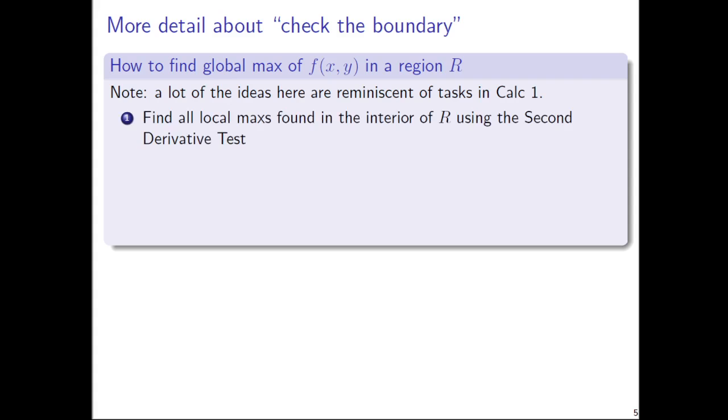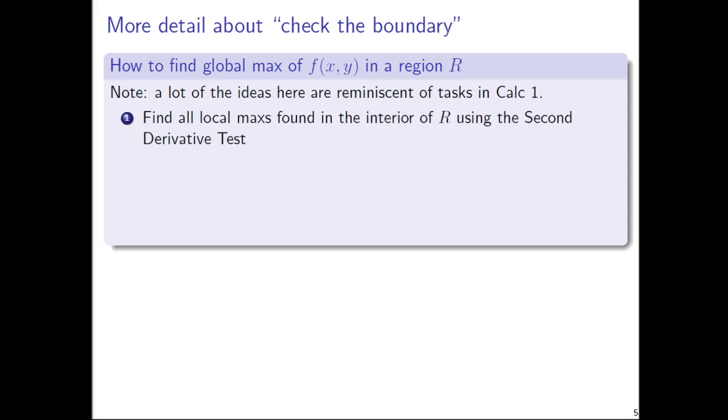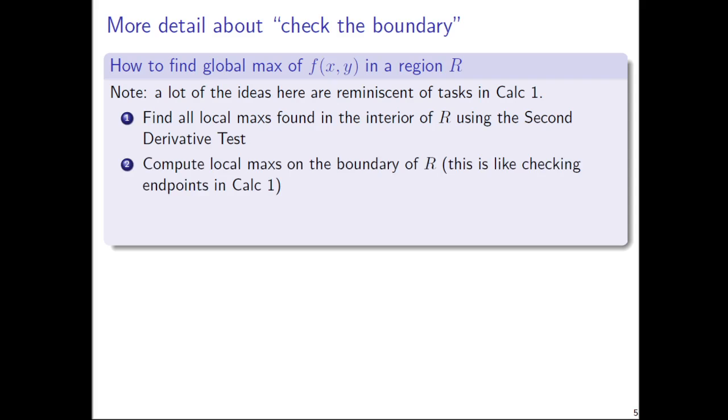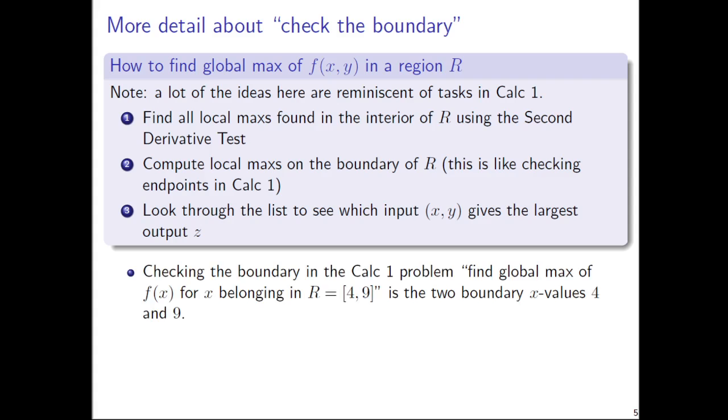There are a lot of tasks that are like Calc 1. So to find the global max, and the same story for global min, but let's just talk about global max: find all local maxes in the interior of the region using the second derivative test, and then compute local maxes on the boundary. This is just like checking endpoints. Look through the list that you get to see which input, (x, y), is going to give the largest output, z.